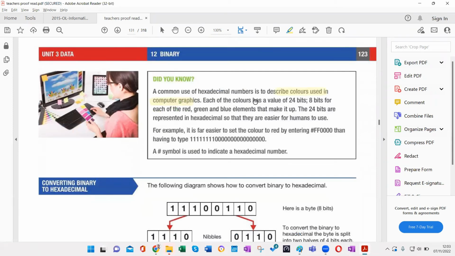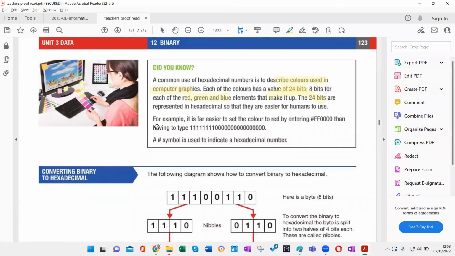Each of the colors has a value of 24 bits. Why 24 bits? Because we have red, green, and blue. For red, we use 8 bits. For green, we use 8 bits. And for blue, we use 8 bits. So 8 plus 8 plus 8, we have 24 bits. Understand? Is that clear? Yes. Right.